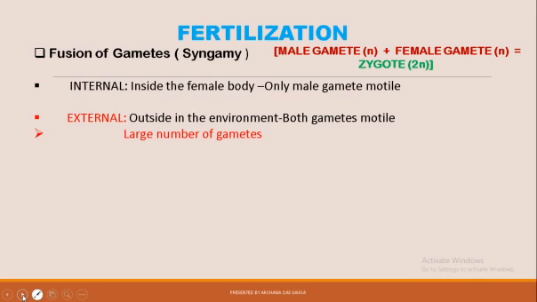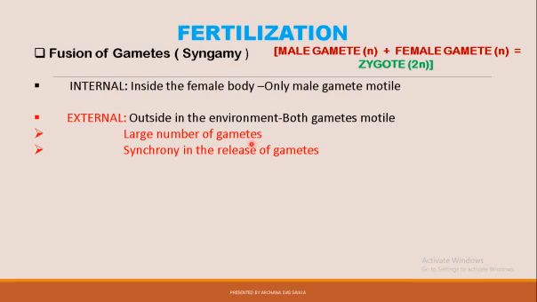Now for external fertilization to be successful, a few points have to be taken care of, or some adaptations are taken up. A large number of gametes are produced, both male and female. There should be synchrony in the release of gametes. Now why should a large number of gametes be produced? To prevent the chances of losing or destruction of all the gametes.